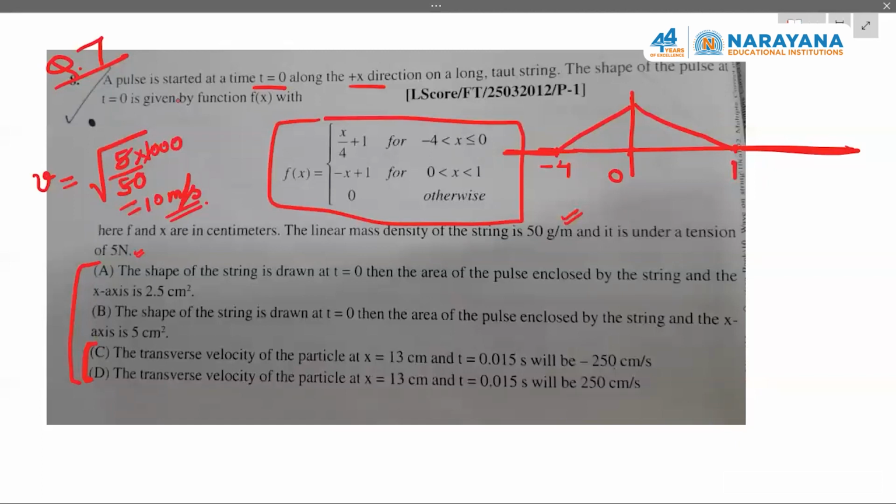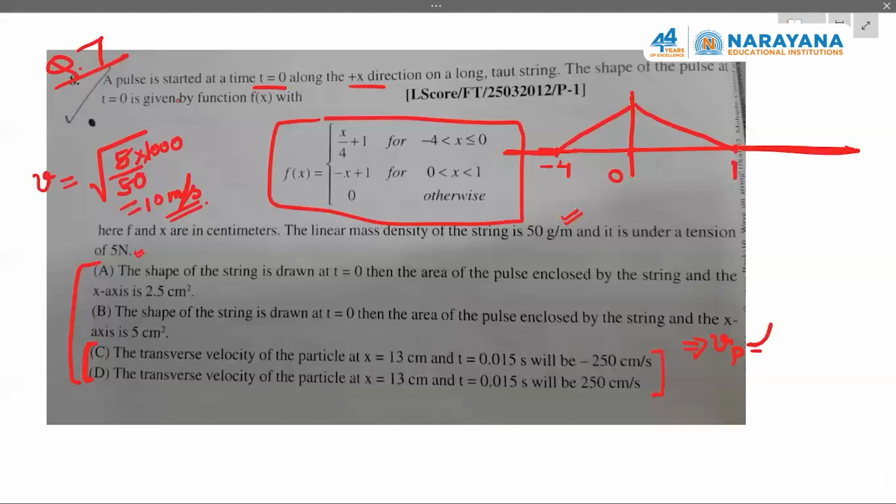So if I just want to write the transverse velocity at x equal to 13 at t equal to 0.015, there are only two things which are coming to my mind. And luckily, they have also given similar values. The only thing coming to my mind is, if this wave was traveling in positive x, what should the particle velocity at any point be? Just look into this. What is the value which is coming out?